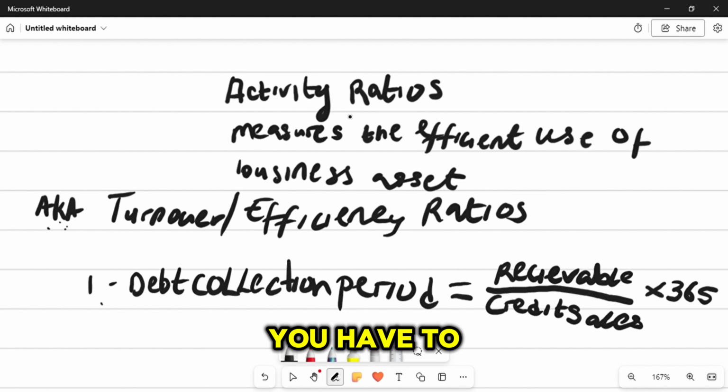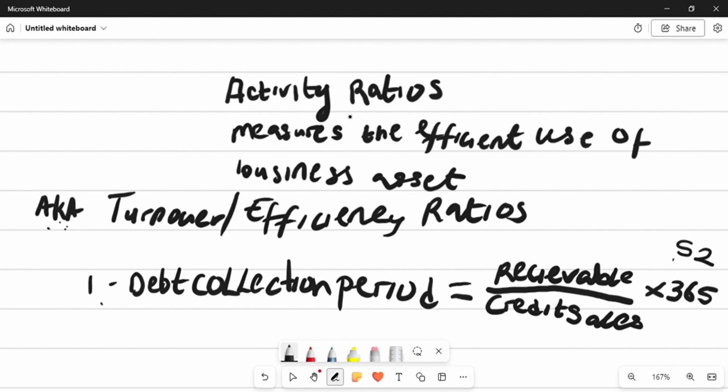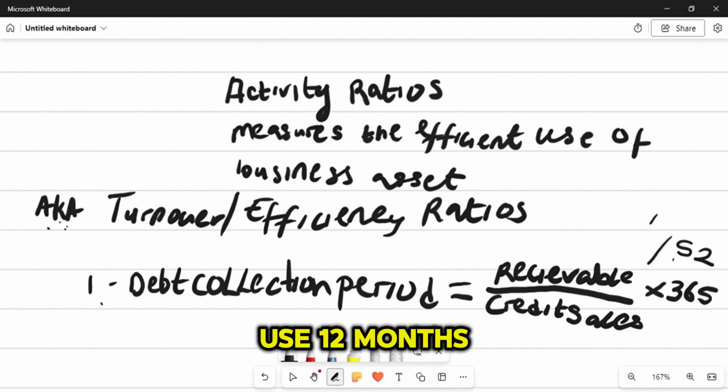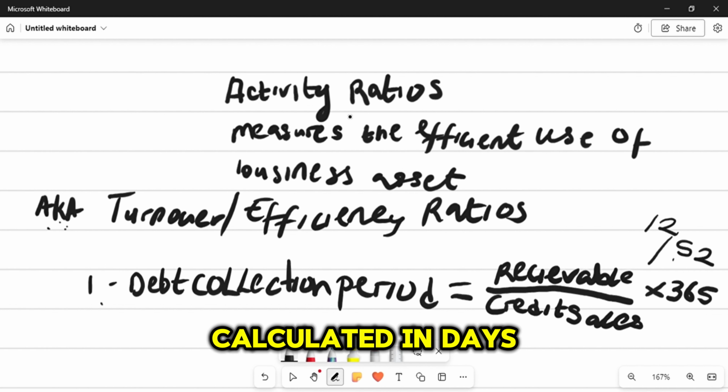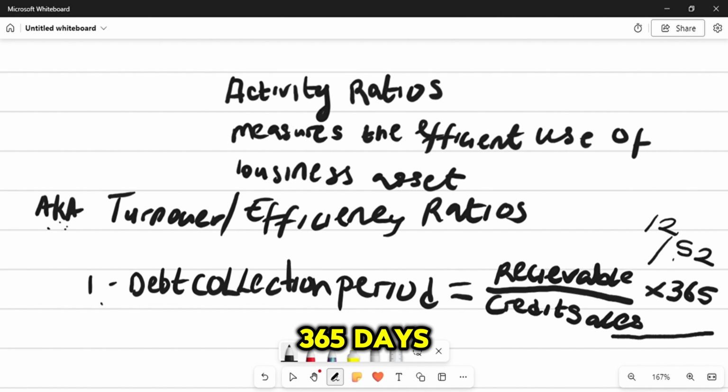But if, for example, you're asked to calculate in weeks, you'd rather use 52 because there are 52 weeks. And if you are asked to calculate in months, you have to use 12 because there are 12 months. But on a normal basis, even if it's not given, it is usually calculated in days, so you are usually required to use 365 days.